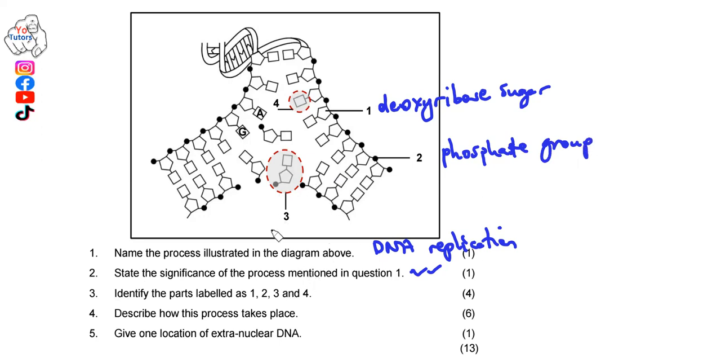3 is your nucleotide. Remember, when you see a nucleotide, we have the base, the sugar, and the phosphate group. A nucleotide is made up of those 3 things, so the circle shows that everything is included there. What about number 4? Here is 4. 4 is a nitrogenous base.